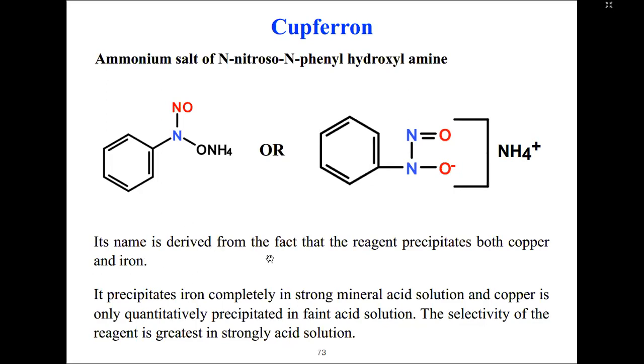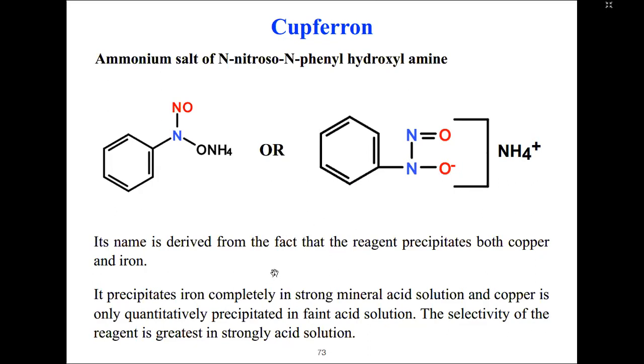Its name is derived from the fact that the reagent precipitates both copper and iron. So it is called Cupferron. Why? Because it can precipitate both copper and iron. So Cup stands for copper and ferron stands for iron. So it precipitates iron completely in a strong mineral acid solution, and copper is only quantitatively precipitated in faint acid solution. So how is it used?